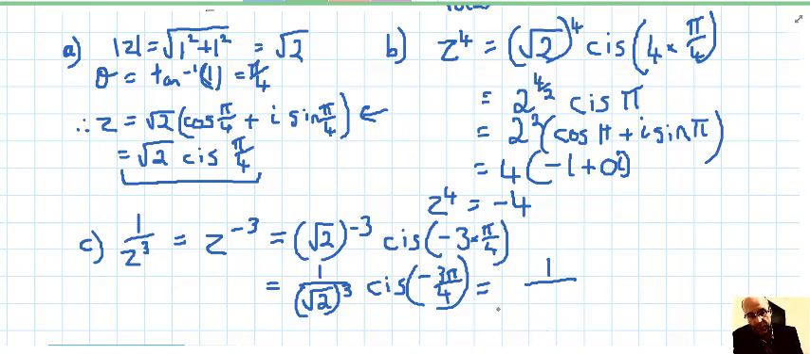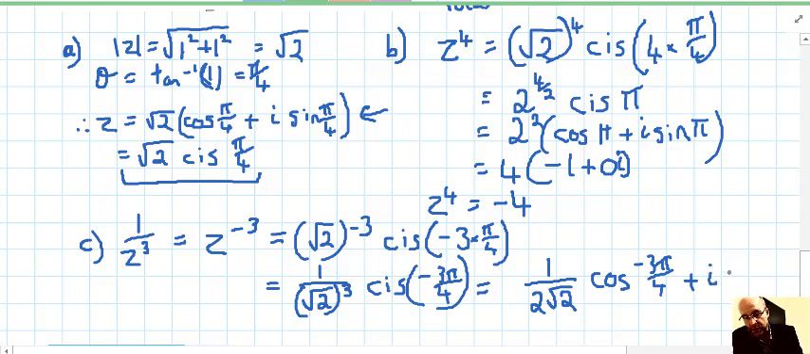So you've got root 2 cubed is root 2 squared times root 2. Now root 2 squared is 2. So that'd be 2 times another root 2. So it's 1 over 2 root 2. Okay, and now we're going to expand this to cos negative 3 pi on 4 plus i sine of negative 3 pi over 4.